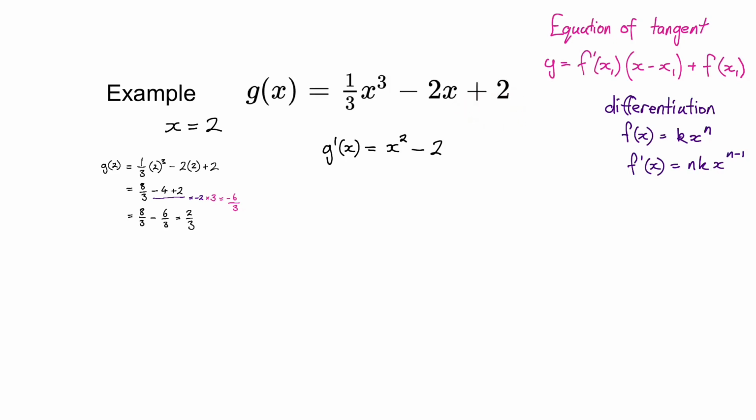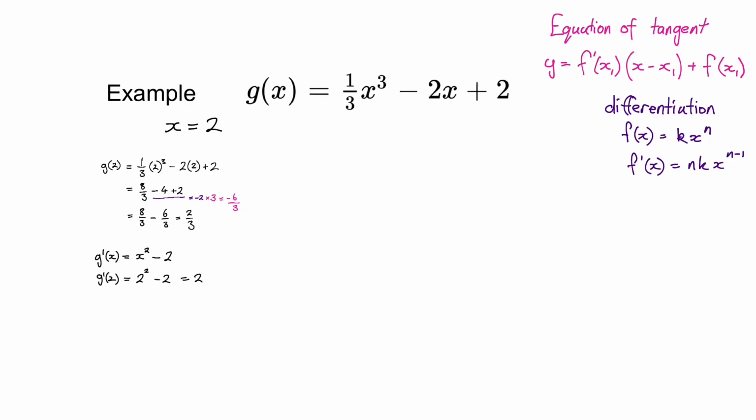Next, we just need to solve our derivative when x is equal to 2. So we're looking for g prime of 2. We just put 2 into our equation, so that's 2 squared minus 2, which is just going to equal 2, as 2 squared is equal to 4, and 4 minus 2 is equal to 2. Now we have all the information that we need to start looking at our equation for a tangent.